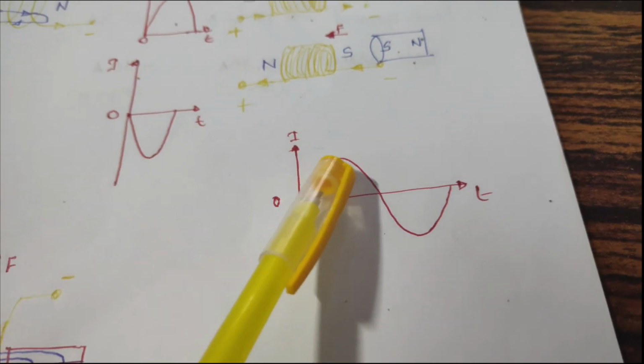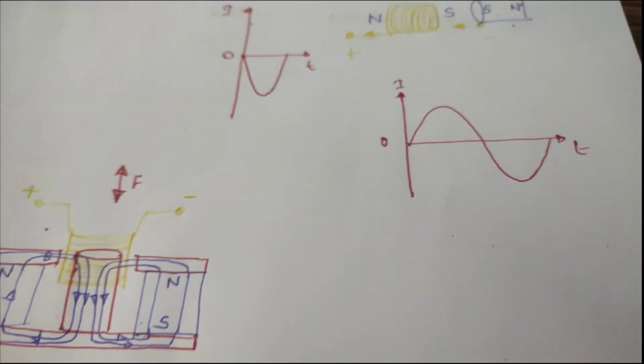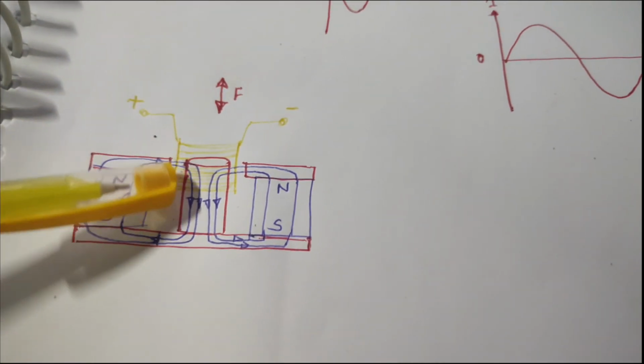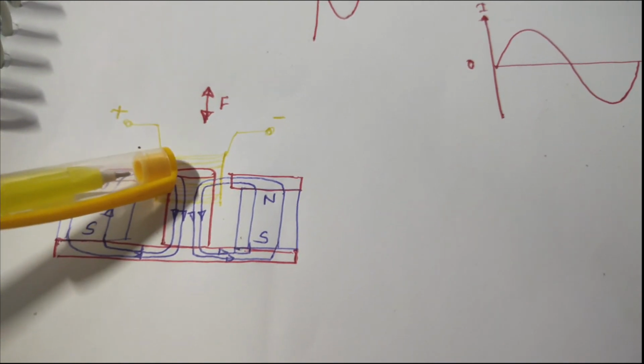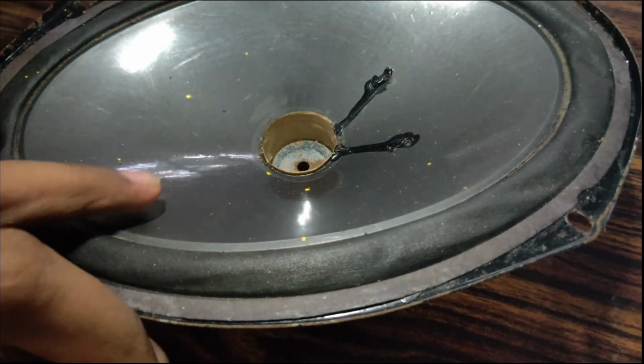For an audio signal having a positive half cycle and a negative half cycle, the coil will move up and down. When the voice coil is moving up and down, the cone will be moving up and down along with it, and the air surrounding it will be compressed and expanded at the same time, creating sound.